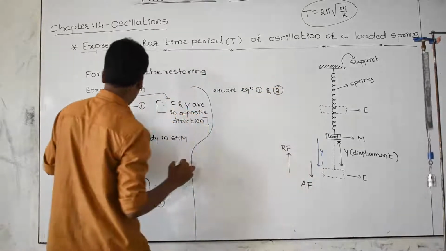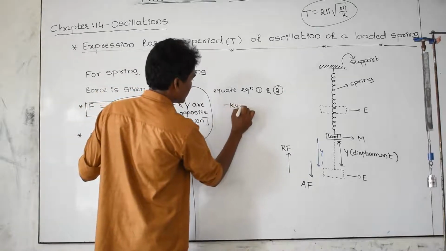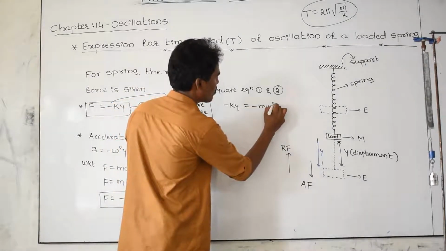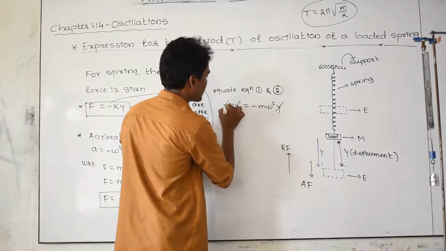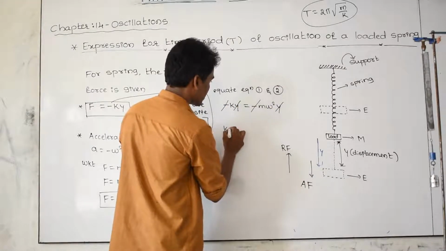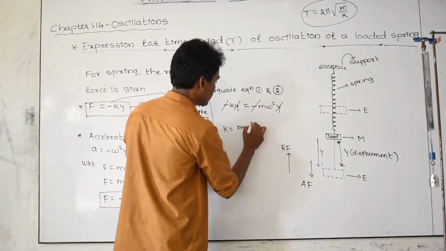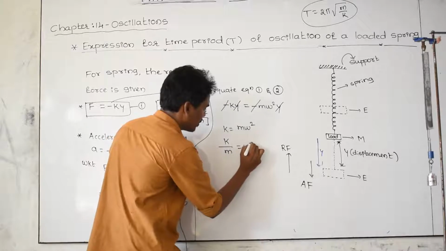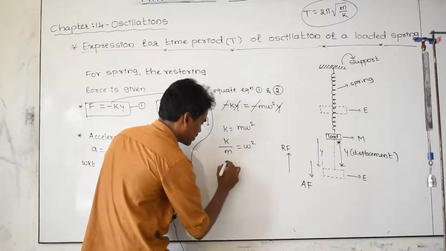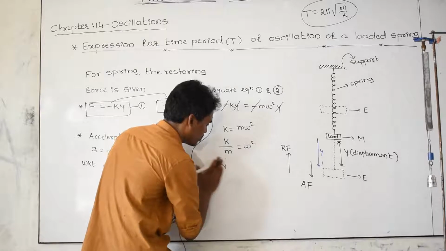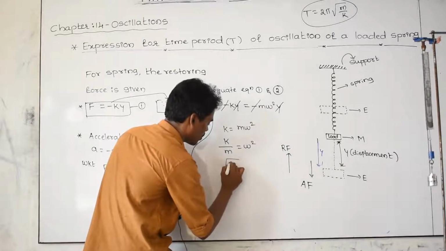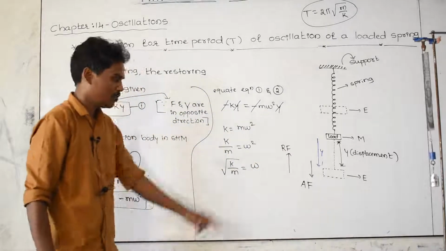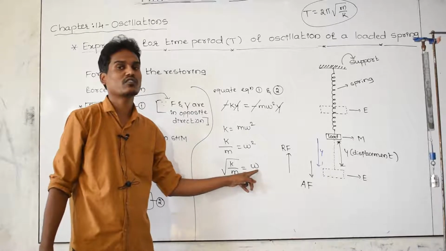Then what is equation 1? Minus k into y is equal to minus m omega square into y. Minus minus getting cancelled, y getting cancelled, k is equal to m omega square, and here k divided by m is equal to omega square. Take the root: root of k by m is equal to omega. What is omega? This is the angular frequency.